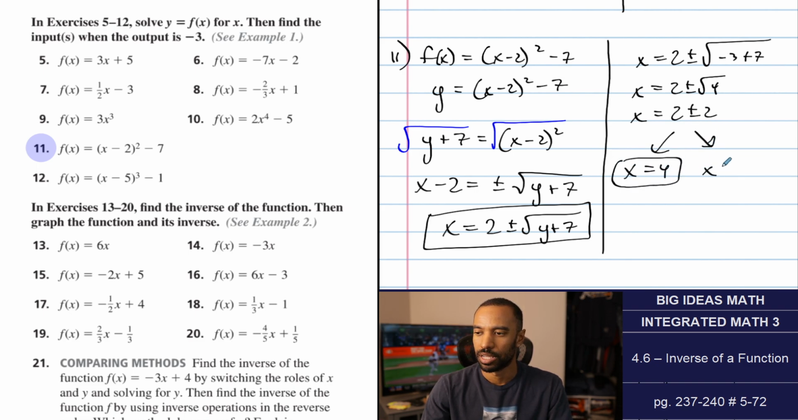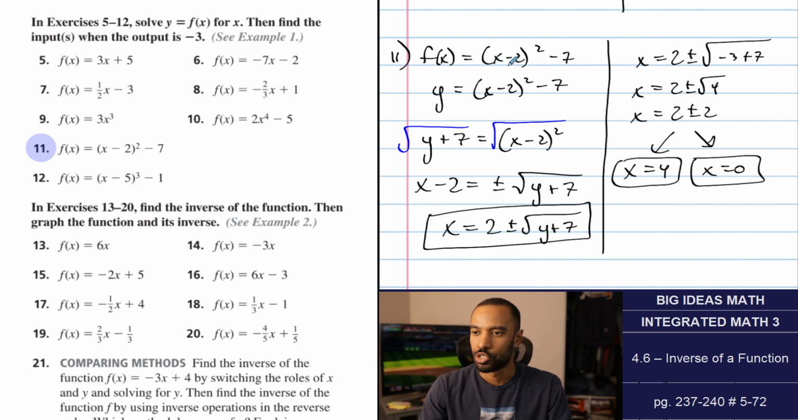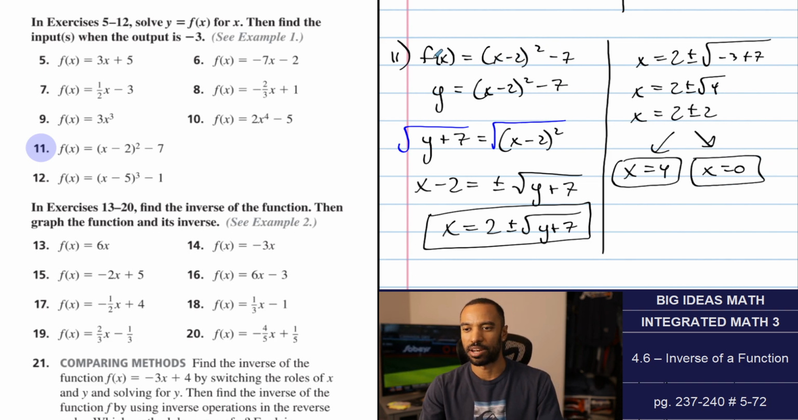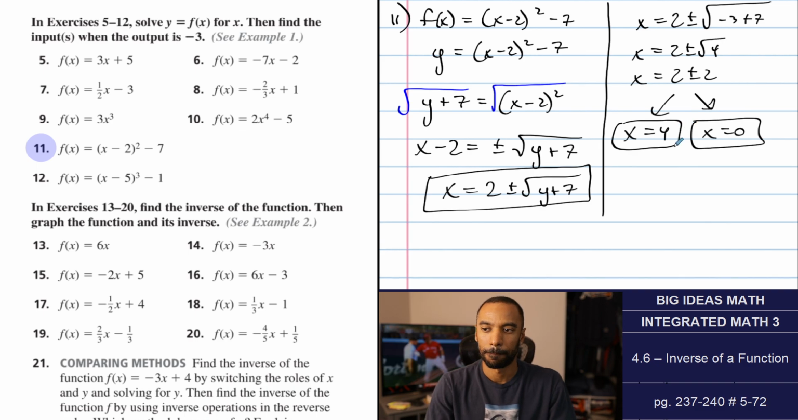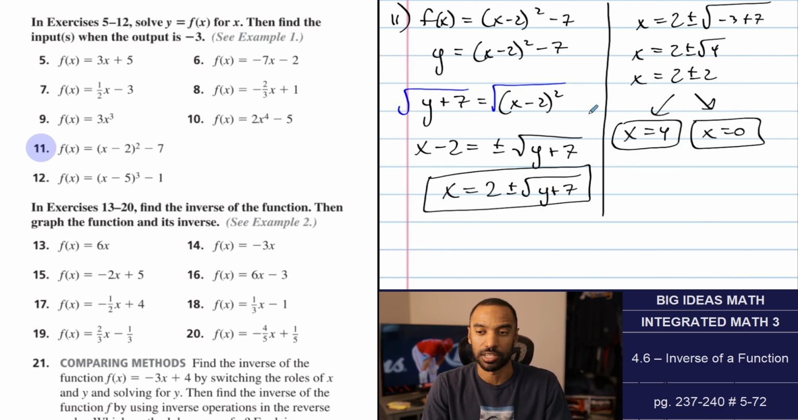2 minus 2 is 0. 0 minus 2 is -2, squared is 4, minus 7 is -3. 4 minus 2 is 2, squared is 4, minus 7 is -3. Two different answers that we can get for x. Two different inputs for x that get us that -3 y output.